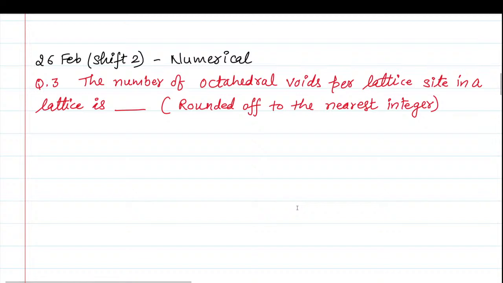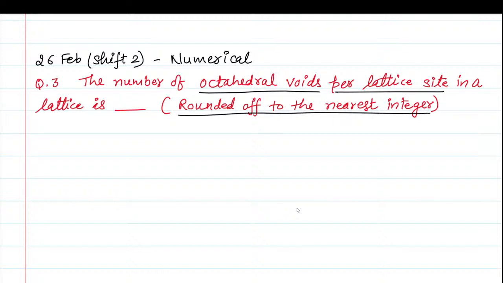Next question came in 26th Feb, evening shift. Number of octahedral voids per lattice site in a lattice is, rounded off to the nearest integer. See, it is not written as number of octahedral voids per sphere, per unit. Number of octahedral voids is equal to the number of spheres involved in close packing, right? But here the question is number of octahedral voids per lattice site.